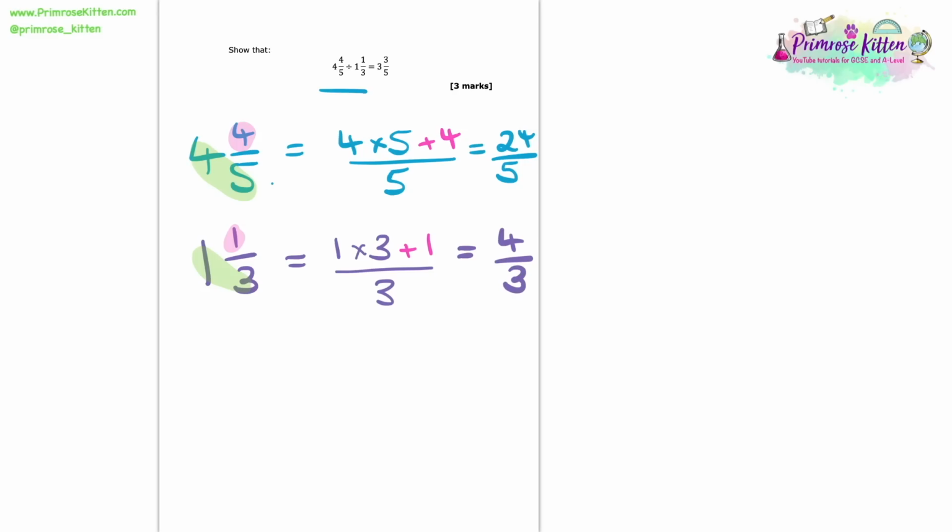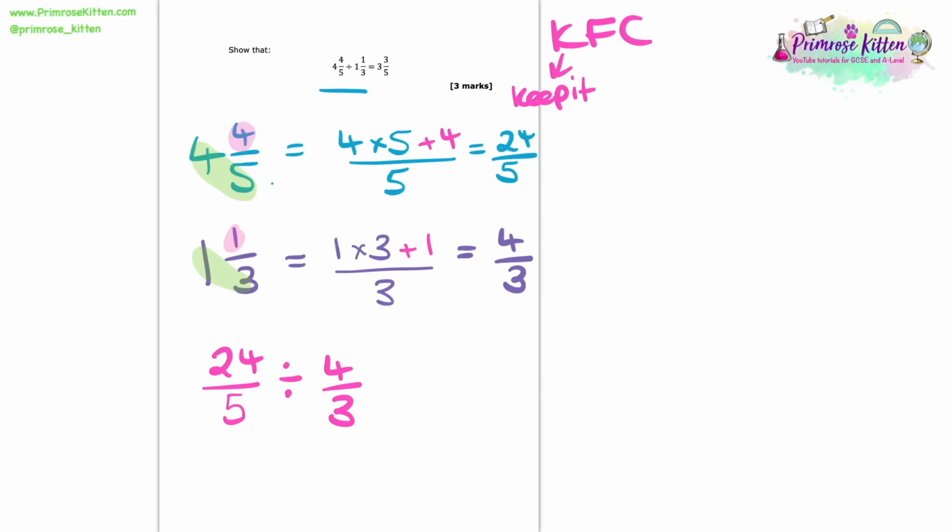So now we've got them both as top-heavy fractions, let's go back to what they're asking for. Here it's now looking like 24 over 5 divided by 4 over 3. Now this is a division, so I like to use the KFC rule, which states that we're going to keep it, flip it, and change it.